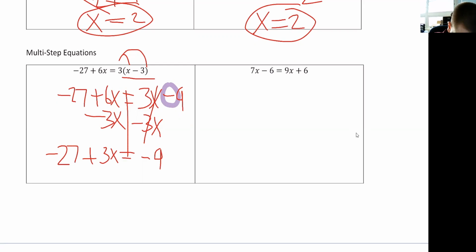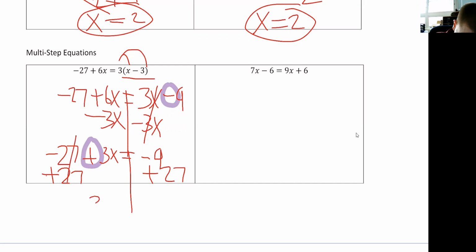So now this is really just a two-step equation. We want to deal with that negative 27 first. Since it's negative, you're going to add 27 to both sides. I know some people might be thinking, well, it's a plus here, but that plus doesn't go with the 27. So that's why we're adding, to cancel that out. So I could see that being a potential issue.